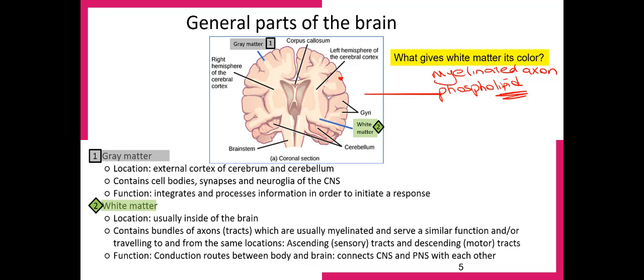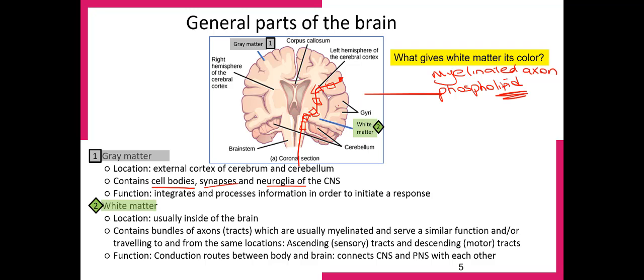So you've got the myelin around the axons that have their cell body in the gray matter. The gray matter contains cell bodies, synapses, and neuroglia of the CNS. So you've got the cell body over here, and then you've got the axon making its way through the white matter, and it's got myelin on it.